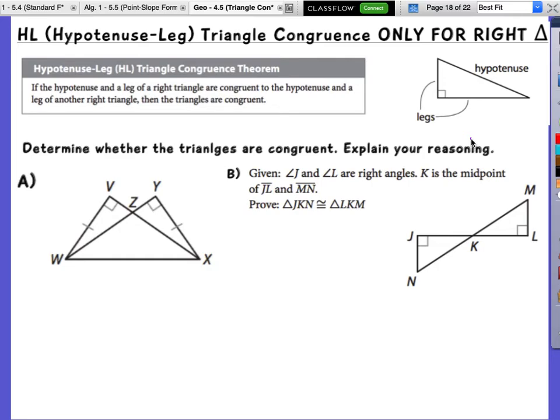Okay, we have HL. It stands for hypotenuse leg. Does anybody know what kind of triangles have a hypotenuse? Caitlin.